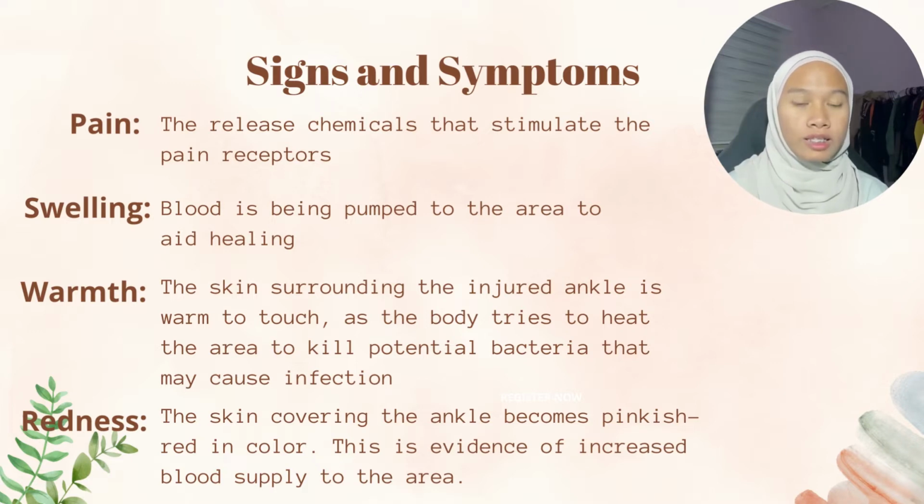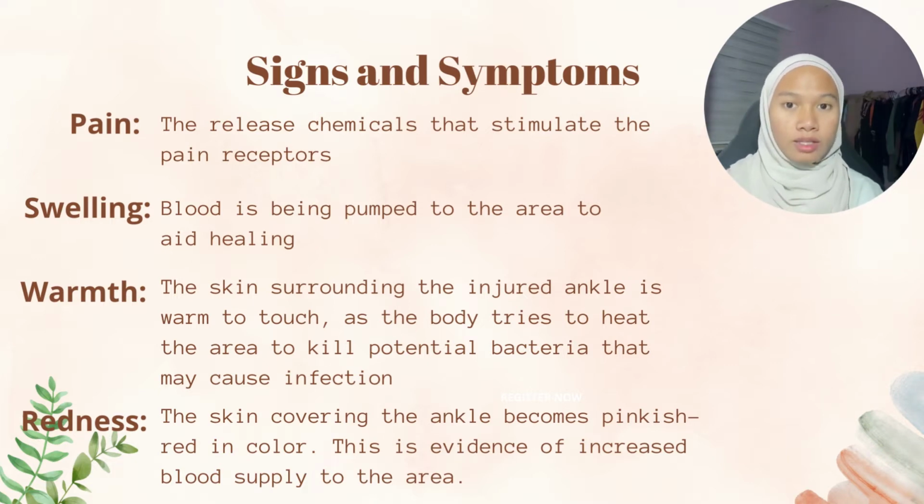Next, the signs and symptoms of a high ankle sprain. It is more or less the same as a common ankle sprain, just the pain and swelling will be located slightly higher on the ankle. A person with a high ankle sprain may experience these kinds of symptoms. Firstly, pain. This is because the tissue around the injury place releases chemicals that stimulate the pain receptors.